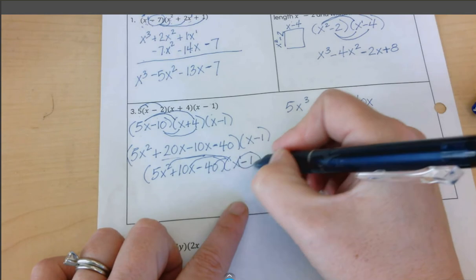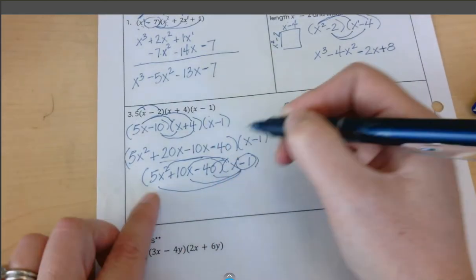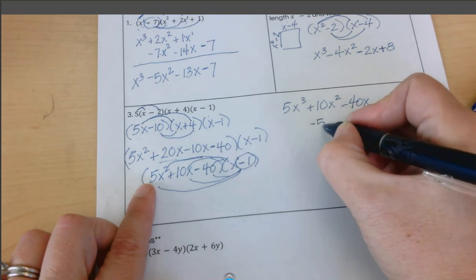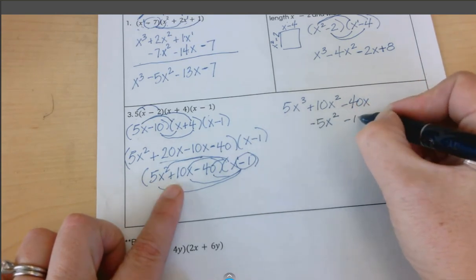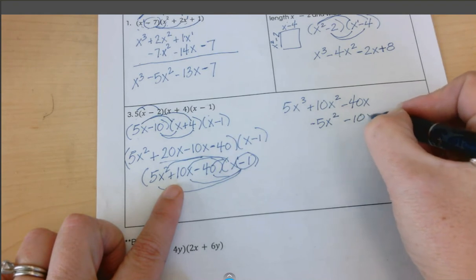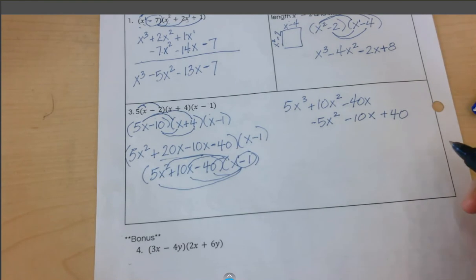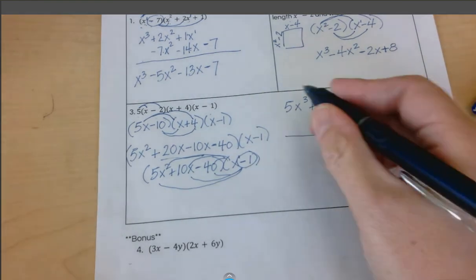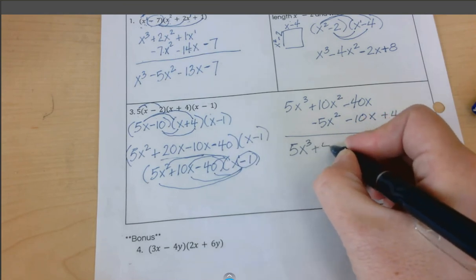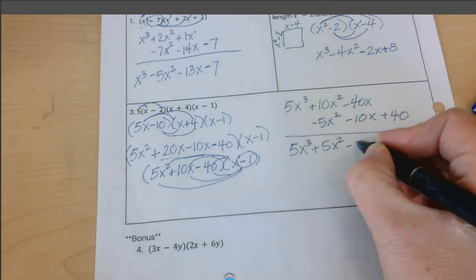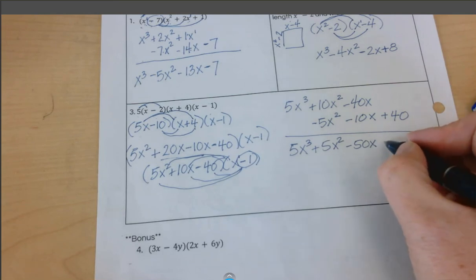And then I'm going to distribute the negative 1 times each of these. So I get negative 5x to the 2 minus 10x and plus 40. Combine my like terms, and my final answer is 5x to the 3 plus 5x squared minus 50x and plus 40.